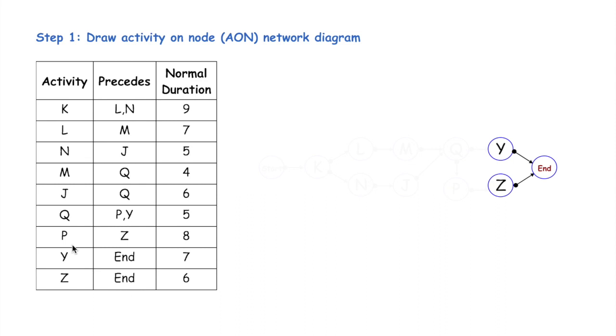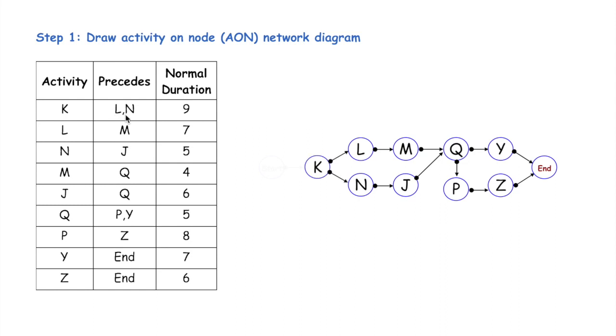We can see that activity P precedes activity Z. So prior to activity Z, we're going to have activity P. Activity Q precedes P and Y, and so Q is going to come before P and Y. Activity J and M both precede Q, and so J and M are going to be pointing to Q. Activity N precedes J, and so N is going to come prior to J. Activity L precedes M, and so L is going to be pointing to the M ball. And then activity K precedes L and N, and so K should be pointing to L and N.